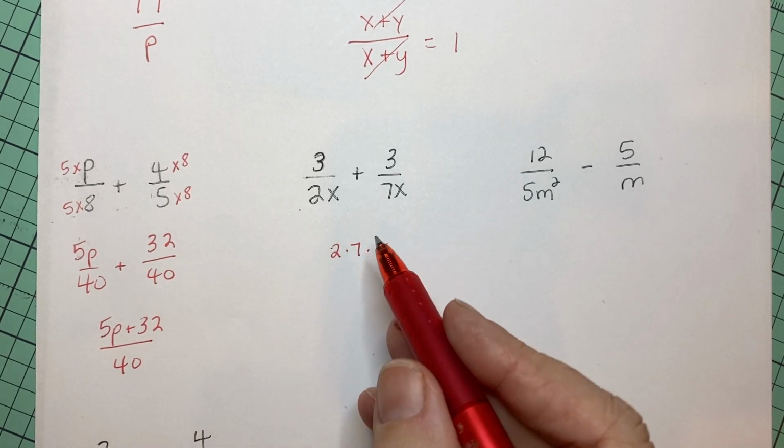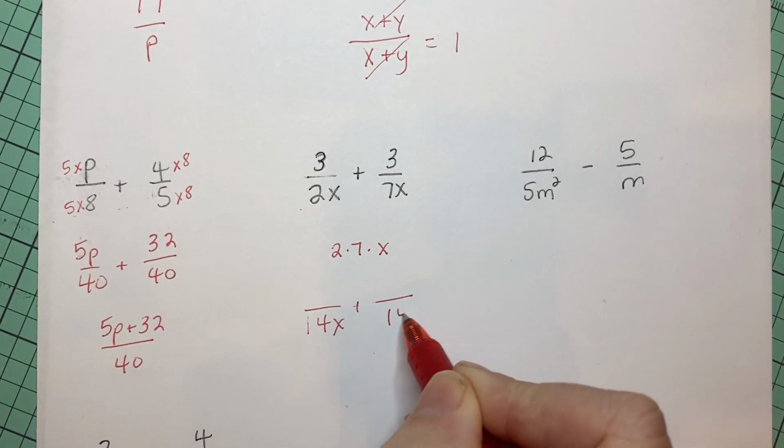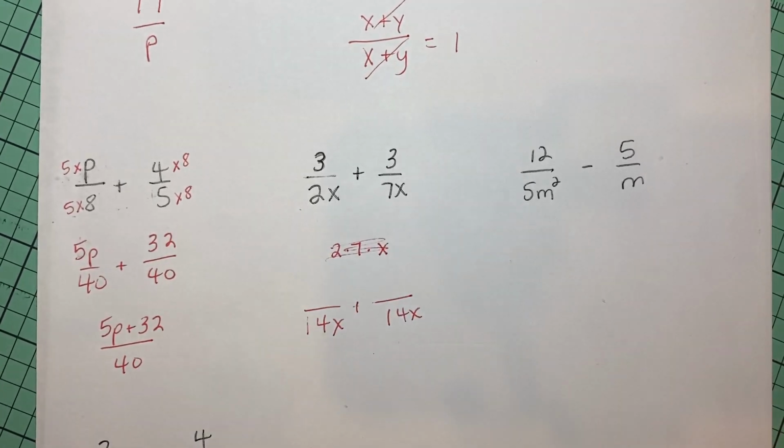So 2 times 7 is 14. So our denominator here becomes 14x. Again, one of every factor. I probably shouldn't have written that there because it's kind of in the way.